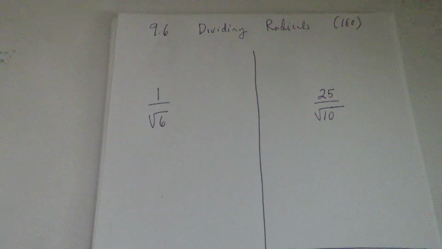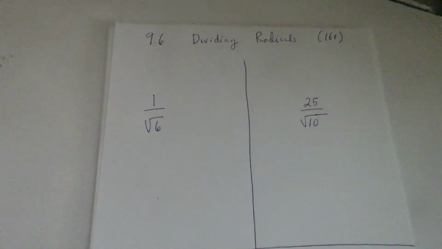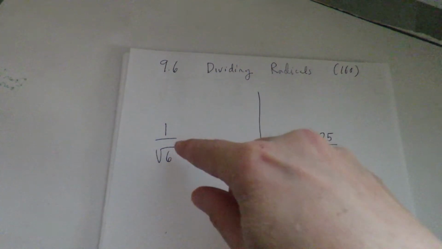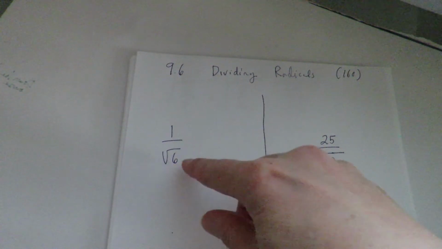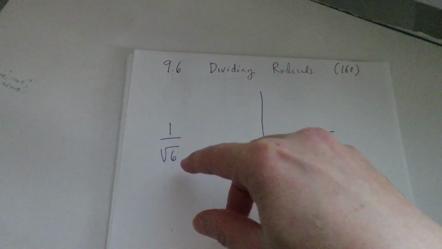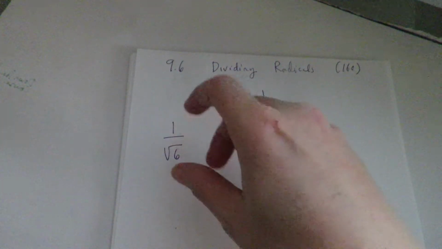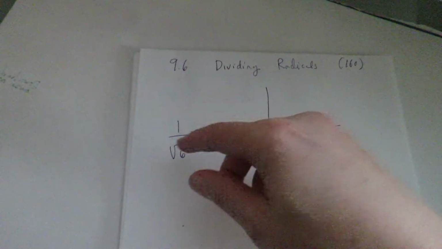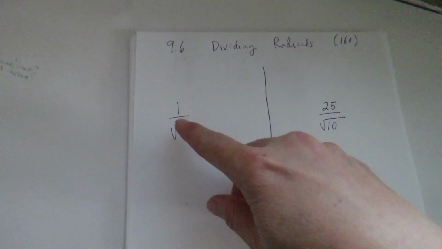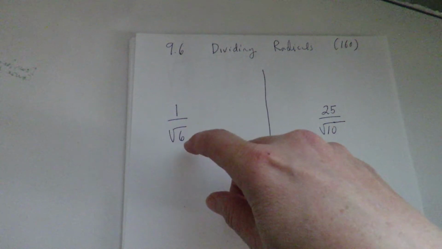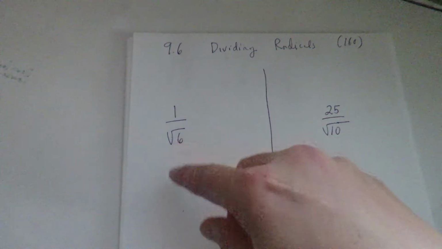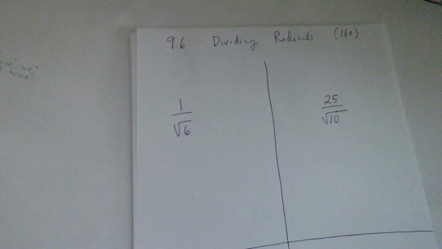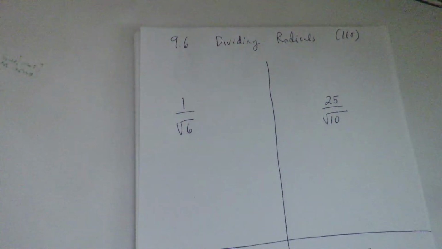Okay, so for 9.6, the idea that we're going to start with is that when you have a radical, the final answer cannot have a radical in the bottom, in the denominator. So you want to force it out if it doesn't simplify out nicely. So for instance, when I look at this first one, I can't take the square root of 6 because 6 is not a perfect square. But I still have to get rid of the 6 in the bottom.